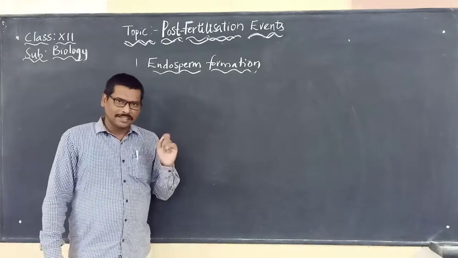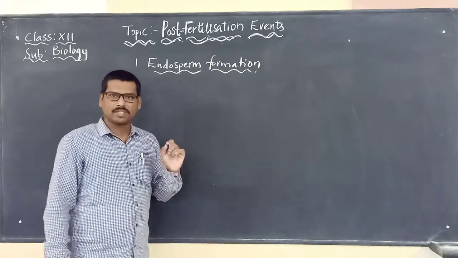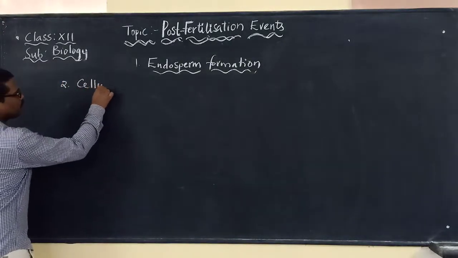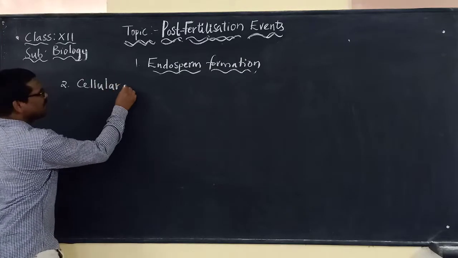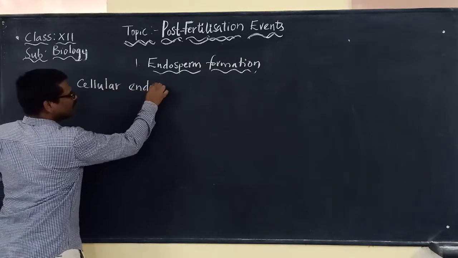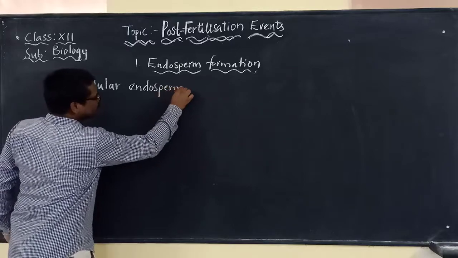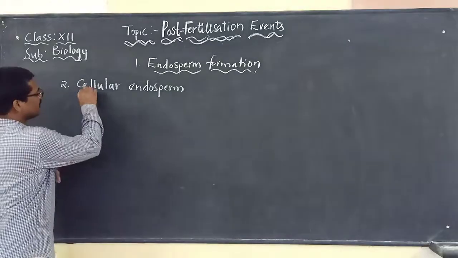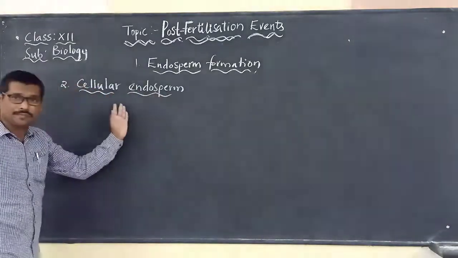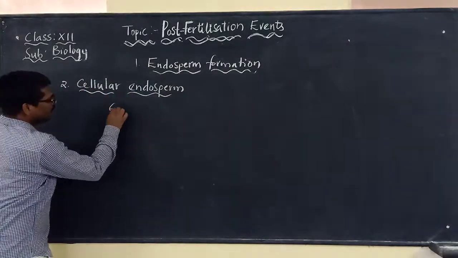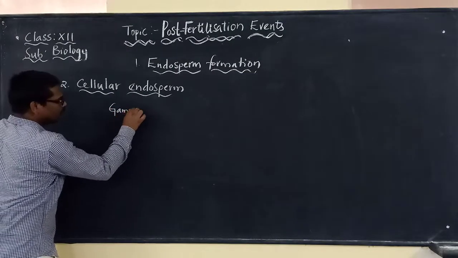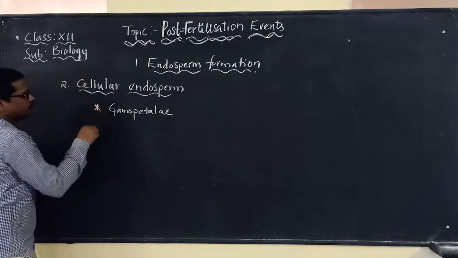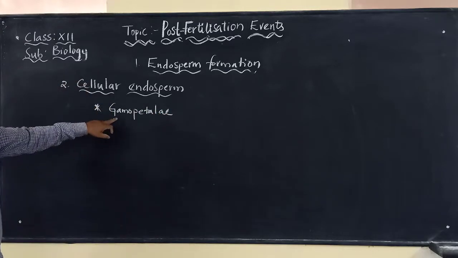So let us talk about the second one. That is cellular endosperm. Okay, cellular endosperm. So in cellular endosperm, as the name itself tells, we will be seeing that the endosperm is made up of cells. And this cellular type of endosperm is found in gametophyte. Please remember this, gametophyte.